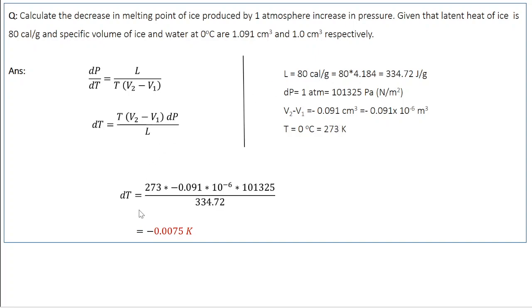So make all the substitutions here. All the parameters are known. So when you make the substitutions, you get minus 0.0075 Kelvin. So for 1 gram of ice, when you increase pressure by 1 atm, its melting point is going to decrease by an amount 0.0075 Kelvin. With this, we come to the end of Module 3 Thermodynamics. Thank you.